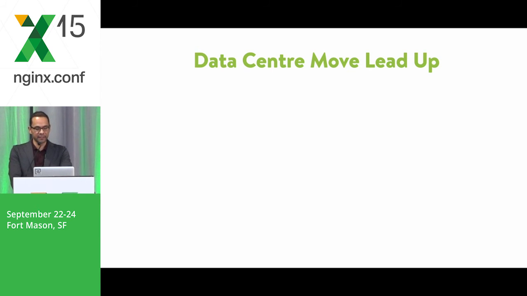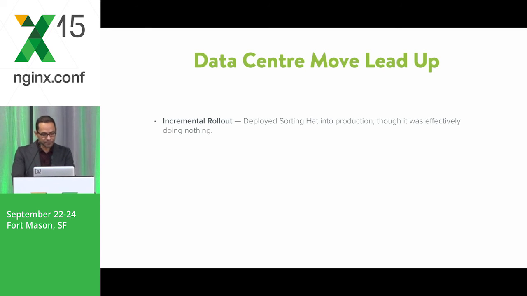So leading into the data center move, one of the things that we wanted to do right away was make sure that we got Sorting Hat into production. Even though it wasn't actually doing anything, it was important for us to get confidence that the code was deployed and that it was working, and then we could slowly add new functionality as we went along. So that was really a strong thing for us.